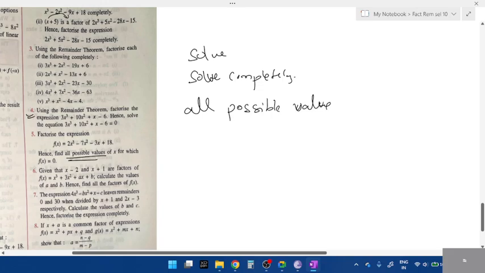Given x and two other factors of this, calculate the values of a and b. Okay. This sixth question. I want you to try the sixth one. Can you see there are two values given? Two x values. And how many alphabets are unknown here, students? Apart from x in this equation, how many unknown alphabets we have? A and B, right?